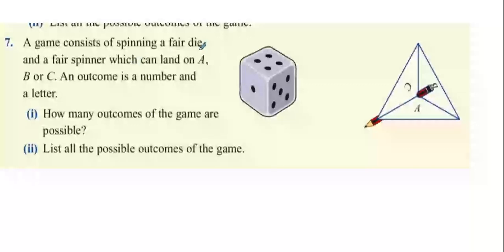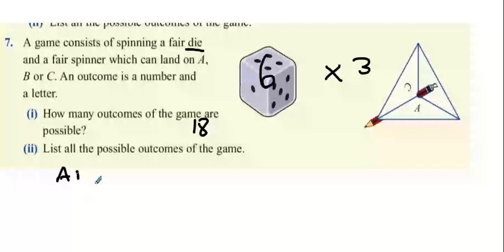Next thing. Again, consists of spinning a fair die. Die is the singular of dice. And a fair spinner which can land on A, B or C. How many outcomes are possible? Well, there's 6 outcomes from the dice. Would you agree with that? How many outcomes from the spinner? 3. So 6 times 3 is 18. List all the possible outcomes.